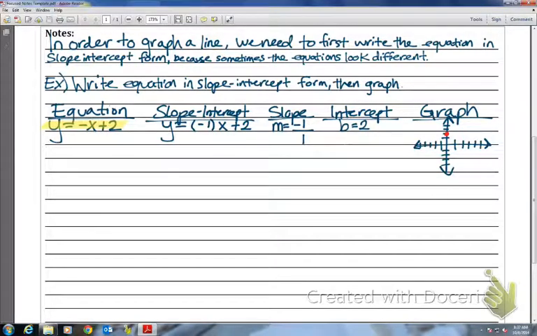A lot of students do it the opposite way. They start with the slope and then they try to graph the y-intercept, and it just really messes up their entire answer. So I want to make sure that you guys are clear that we always start with the y-intercept and then go to the slope.